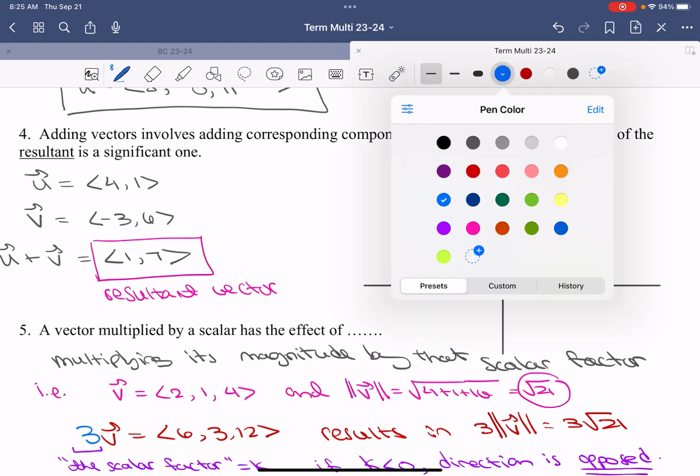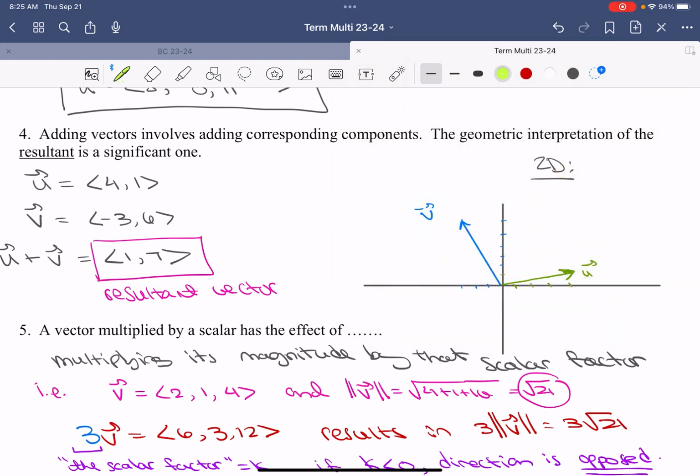I'm going to do it right here, right? So what's u plus v? U plus v looks like this. Here's vector u. I'm going to add to it vector v. That's vector v. Okay, and what is the result? The result is you start at the tail of vector u and you draw the vector up to the head of v. This red vector right there, that is the vector u plus v. Okay, that is the vector 1, 7.